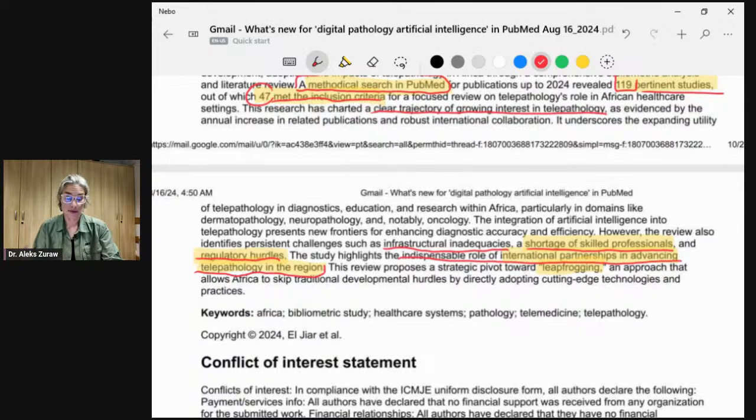So I love this technology. I work with it every day because I have my slides virtually. Anytime you have the slides virtually, that's telepathology, right? But you can do different types of consultation. And they say that this review proposes a strategic pivot toward leapfrogging, an approach that allows Africa to skip traditional developmental hurdles by directly adopting the cutting-edge technologies.